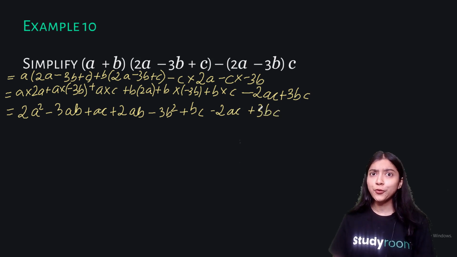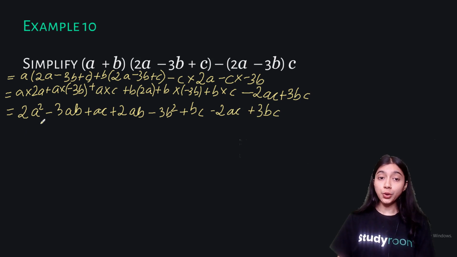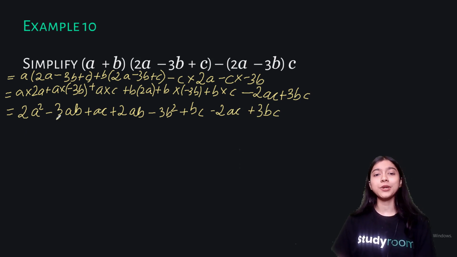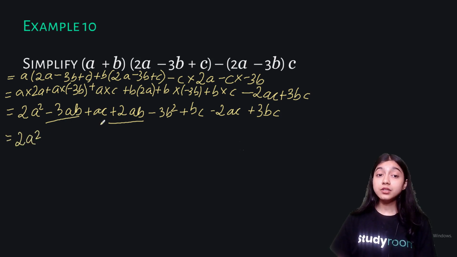Now let us look for some like terms. We have 2a square. Do we have any other a square? No, we don't have any other a square. Now over here we have minus 3 times of ab. Do we have any other ab? Yes, we have. Here we have minus 3ab and here we have 2ab. So what will we do? We will calculate this. So first we will write 2a square as it is, and minus 3ab plus 2ab gives us minus of ab, because minus 3 plus 2 gives us minus 1.